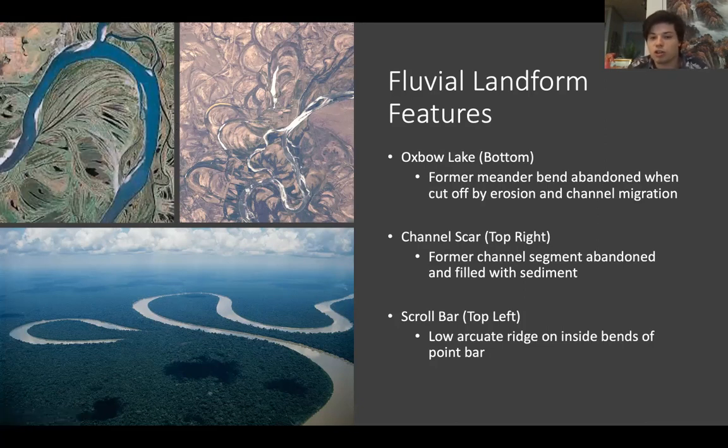And then last, in the top left here, we have the scroll bar. A scroll bar is a low arcuate ridge on the inside bends of a point bar. So you can see, or maybe more imagine, that there might be a point bar around here, or maybe there's one right here. But if you imagine this point bar forming over time, you can see where these scroll bars have formed that are ridges of the old point bars. So you can imagine those here. And that's what a scroll bar looks like.